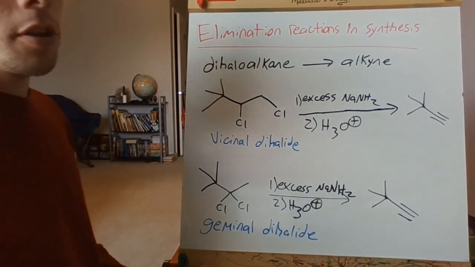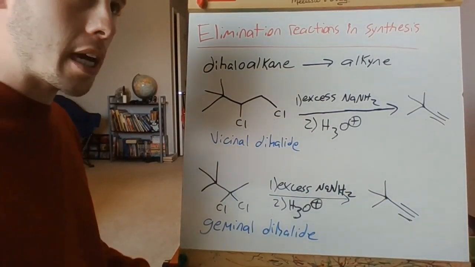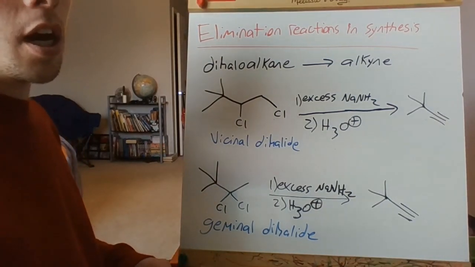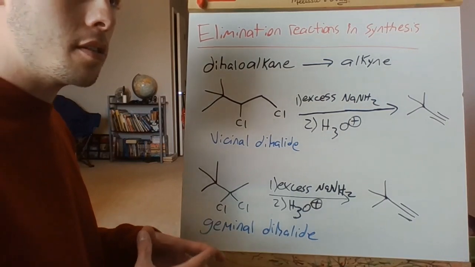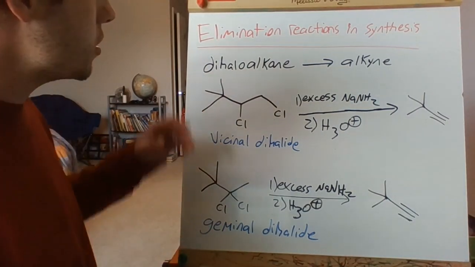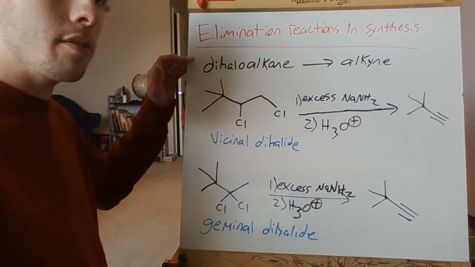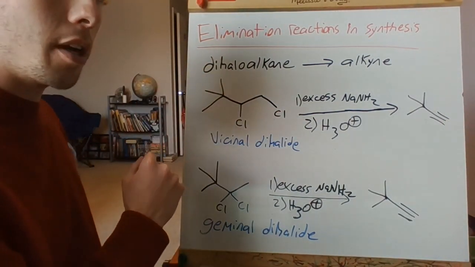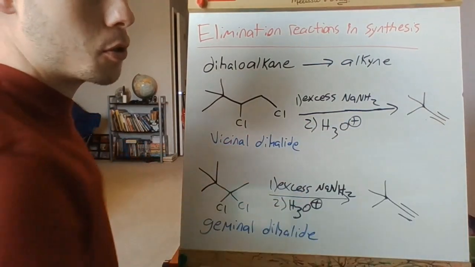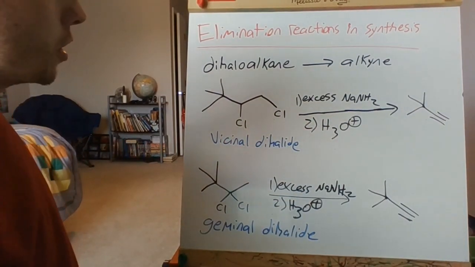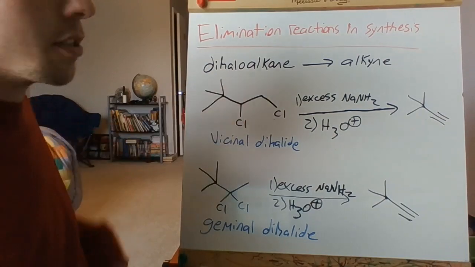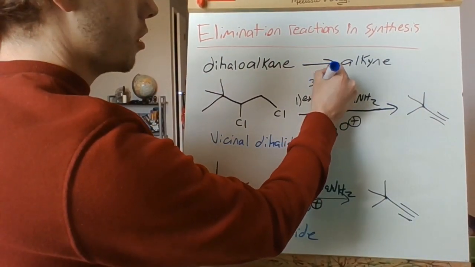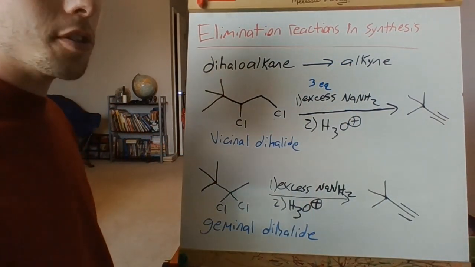So let's talk about another elimination reaction that we can use to make alkynes. So we just talked about converting vinyl halides, so halides on alkenes, into alkynes. Now we can take dihaloalkanes. So we have an alkane molecule, no double bonds on it, with two halides, and we can convert it to an alkyne. How do we do this? We use excess sodium amide. You might also see this written as 3 equivalents for this type of reaction.